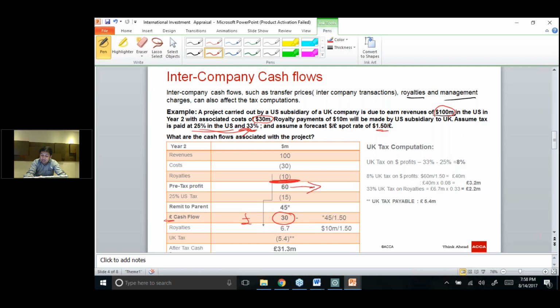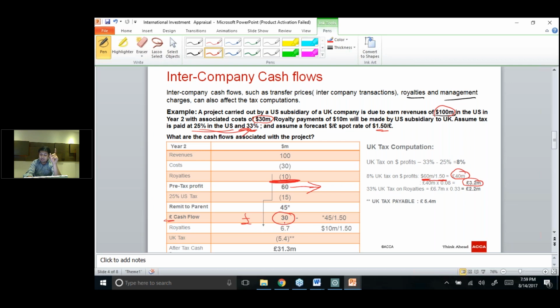This was the gross earning of the subsidiary, 60 million. Convert that 60 million at 1.5 into pounds, 40 million pounds, and apply 8% on the 40 million pounds. That tax will be equal to 3.2 million pounds. So the subsidiary has remitted 30 million pounds to the parent company. The parent company has to pay 8% tax on it.